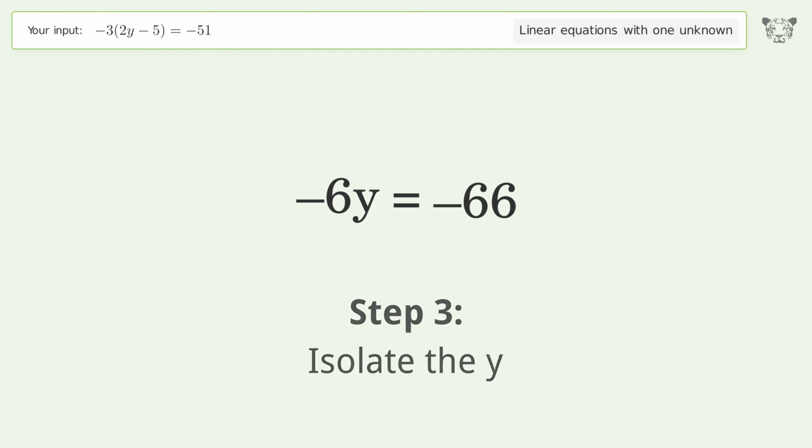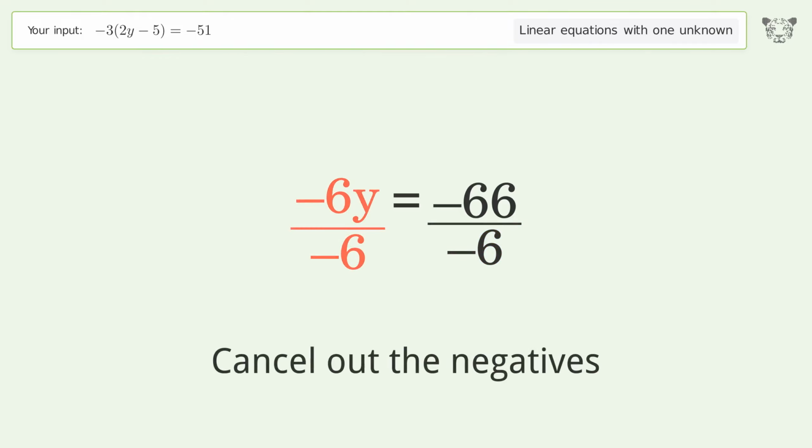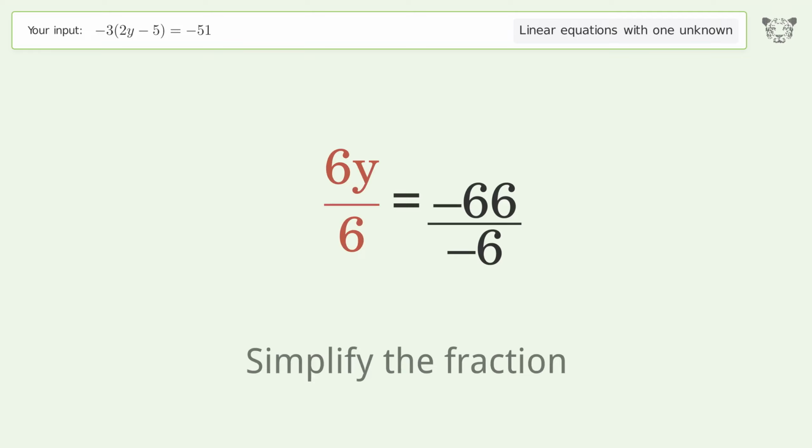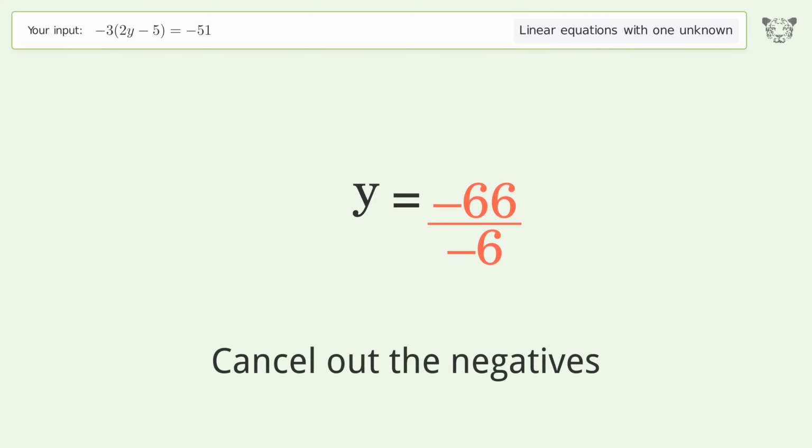Isolate the y. Divide both sides by -6. Cancel out the negatives. Simplify the fraction. Cancel out the negatives.